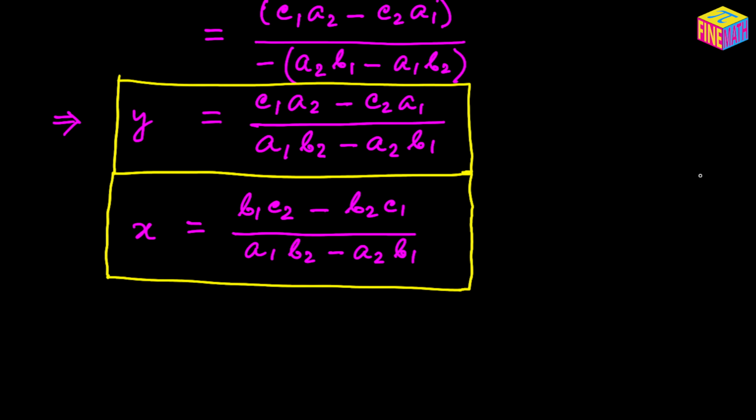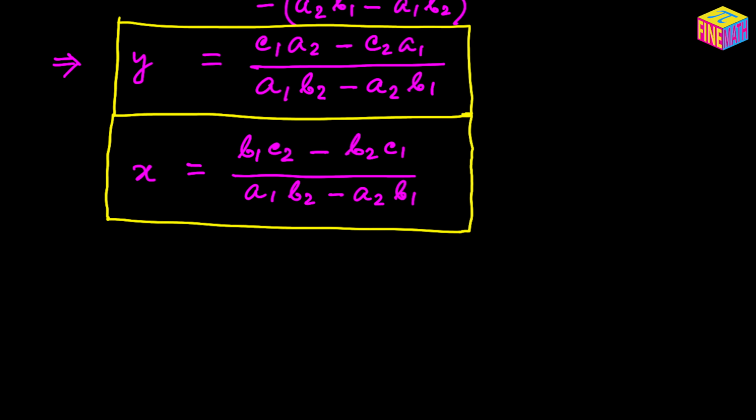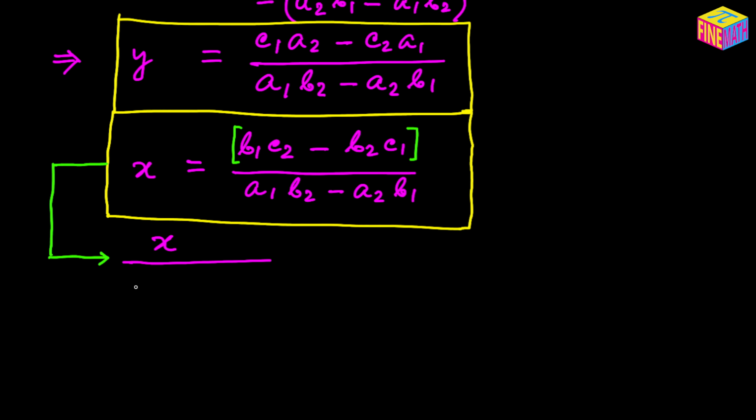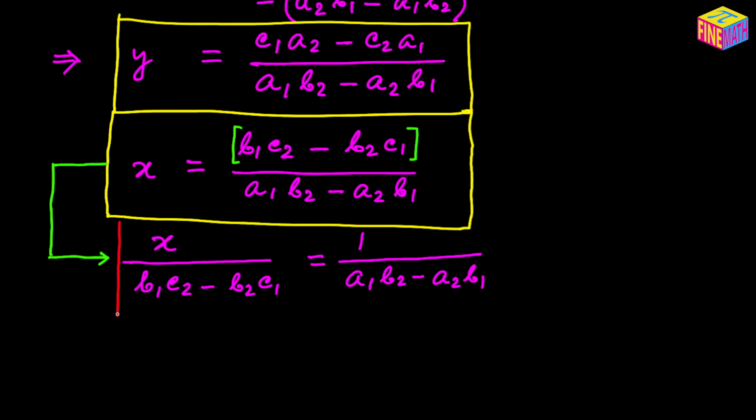So from here, let's try to write it like this. So from here we can say x divided by (b sub 1 c sub 2 minus b sub 2 c sub 1) is equal to 1 divided by whatever was the denominator originally, which is a sub 1 b sub 2 minus a sub 2 b sub 1. So this is one other new picture that we are able to create, and let's keep this because now we are going to do a similar thing for the y also, and then we will come up with a very generic formula here.